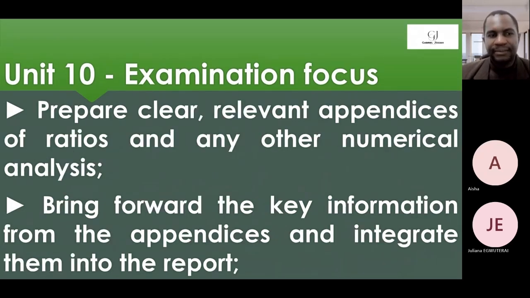Prepare clear, relevant appendices of ratios and any other numerical analysis. So if requirement 1 says ratios, do ratios. If requirement 2 says do ratios, do them. If you come up with complex financial data like NPV or model analysis in requirement 2, do the calculations based on what it asks you to do. Bring forward the key information from the appendix and integrate it into your report. So from your analysis or calculations, please use headers and subheaders to explain your appendices. That's where your marks are.